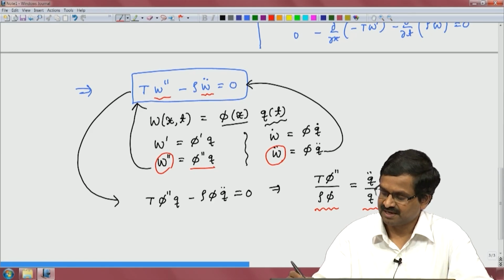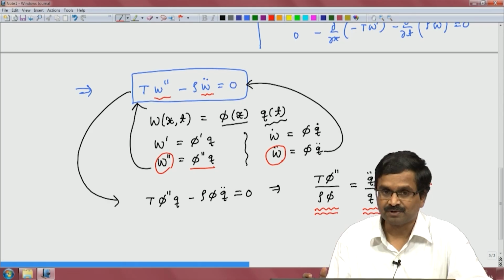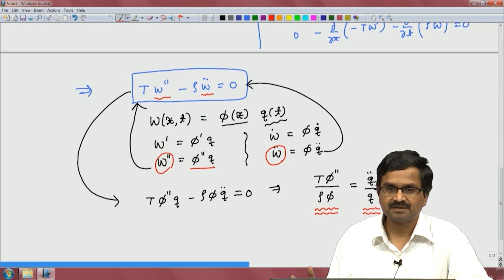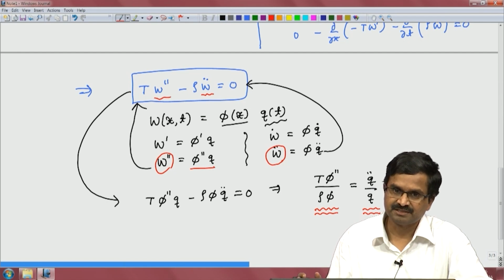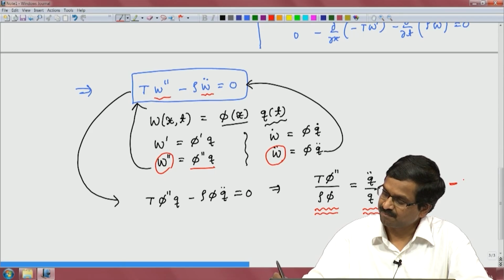What this means is that this must be equal to some constant, because we have two things, left hand side is dependent on space, right hand side is dependent on time, and they are equal. That means that whatever quantity that is equal to cannot vary with space, that is x, cannot vary with time, that is t. So, that is what we have. This one for convenience we call it minus lambda.